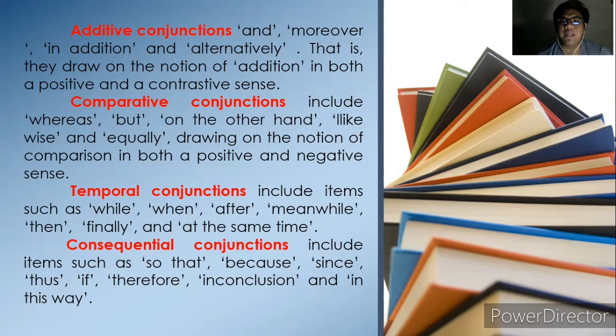a positive and a negative sense, while temporal conjunctions include words such as while, when, after, meanwhile, then, finally, and at the same time. And lastly, the consequential conjunctions. They include words such as so that, because, since, thus, if, therefore, in conclusion, and in this way.